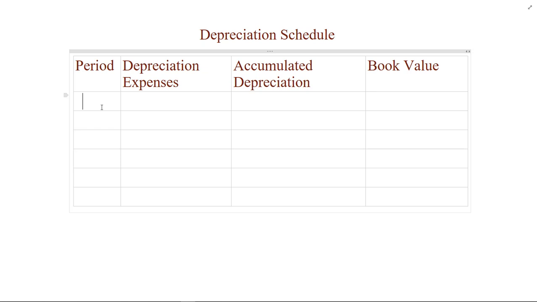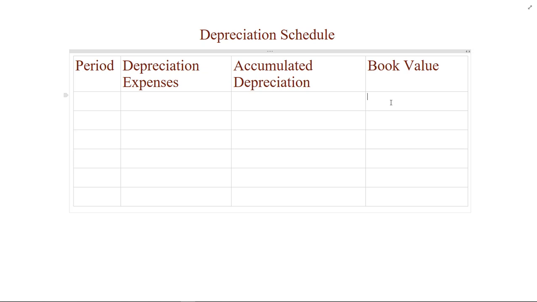Depreciation expenses, we have already calculated, is how much the value of the asset annually will decrease. Next one is accumulated depreciation. Accumulated depreciation means the summation of depreciation, or the total depreciation, how much the value of the asset has decreased. Book value means how much is the value of the asset.